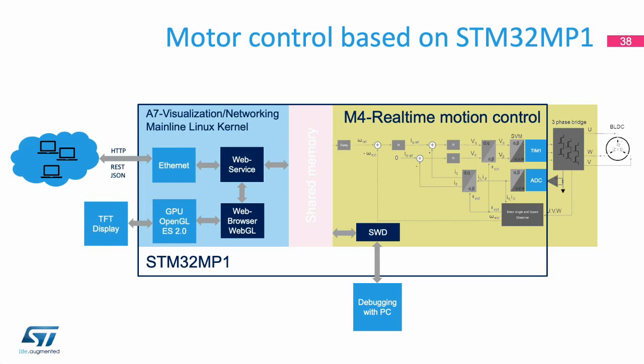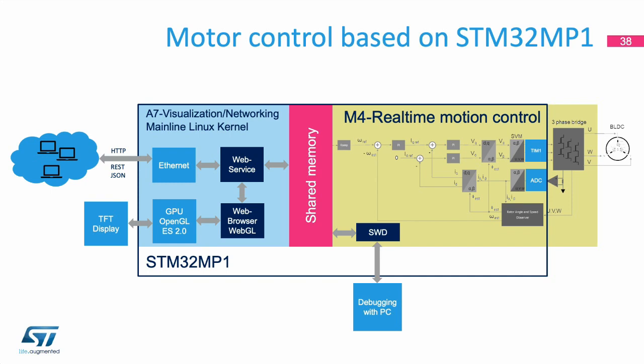Next to the M4 for real-time motor control, we have our Cortex-A7. The A7 runs a standard embedded Linux on it. A web server on the Linux system provides the current motor data to the outside world, and the Qt web browser with GPU support shows web server content on a local 7-inch display. The data exchange between M4 and A7 is handled in our demo via shared memory in the SRAM.